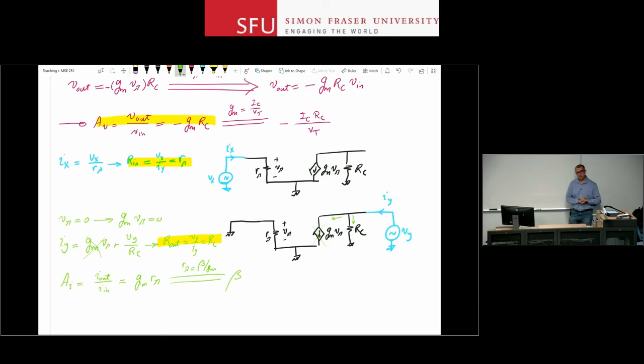The input resistance is R pi. So if you do a few calculations, you see that normally for milliamp type of currents, it's on the order of kiloohms. It's not too large, but it's not small either.